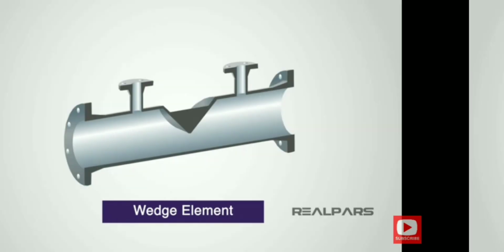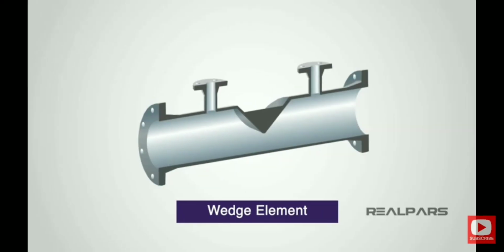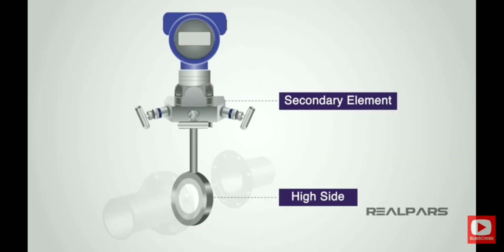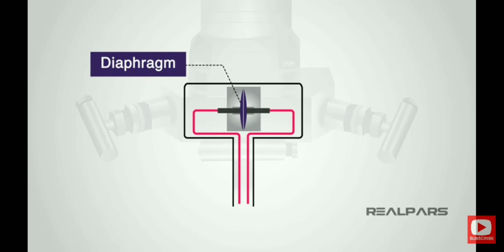The secondary element will measure the difference of pressure produced by the primary element as accurately as possible. The primary element is sometimes called the high side and the secondary element the low side. It is important to remember that the high side and low side are not always on the respective high and low pressure sides of the pipe. The element in a DP transmitter will have a sealed diaphragm and one of several ways to convert the pressure applied on the diaphragm into electronic signals.